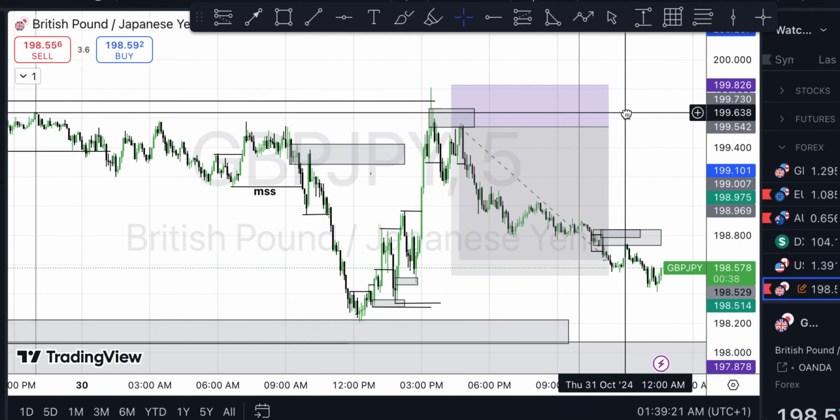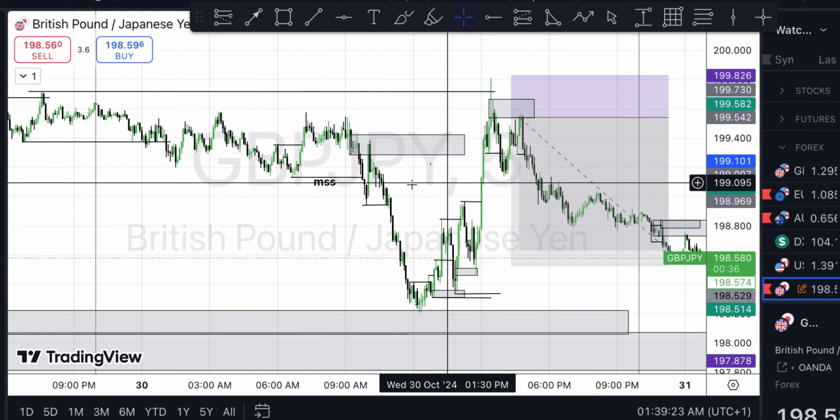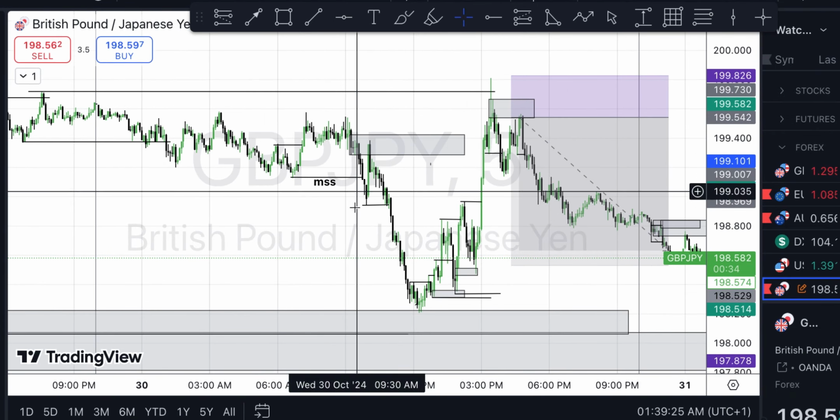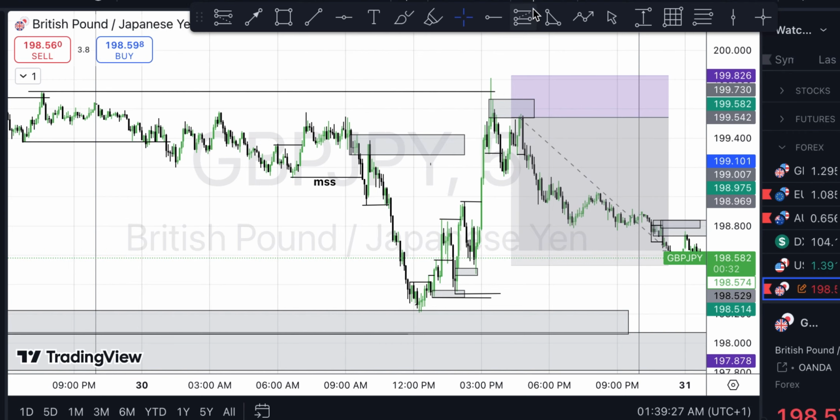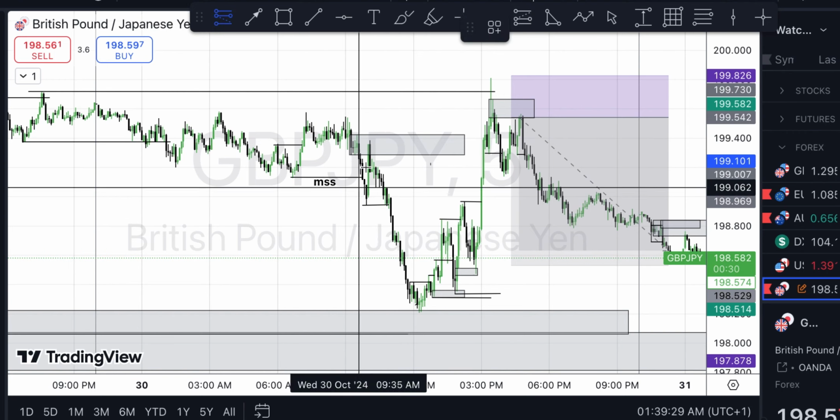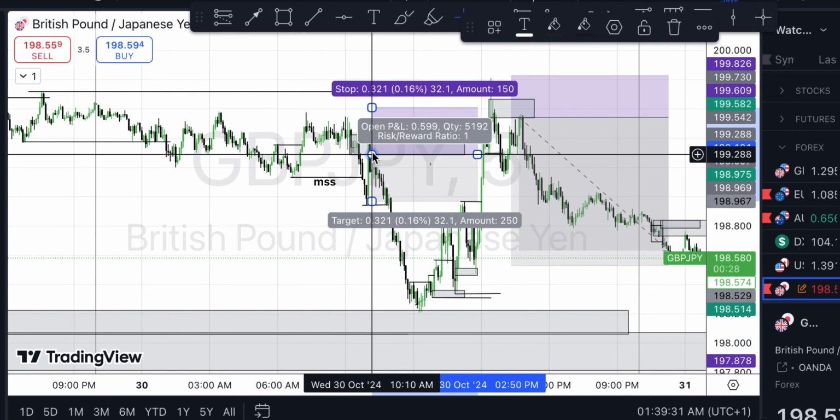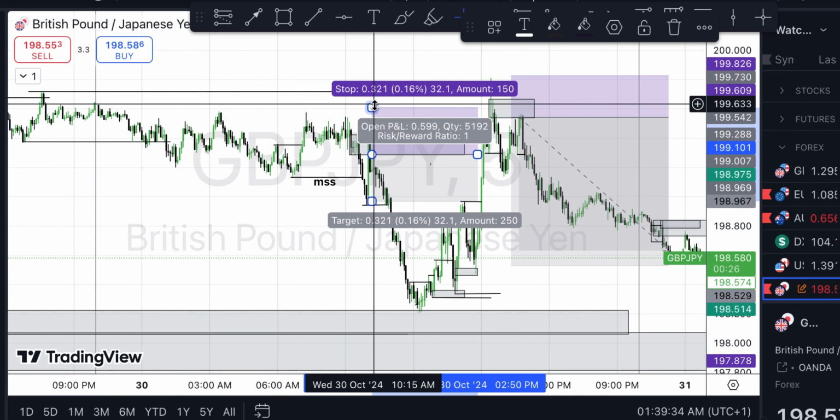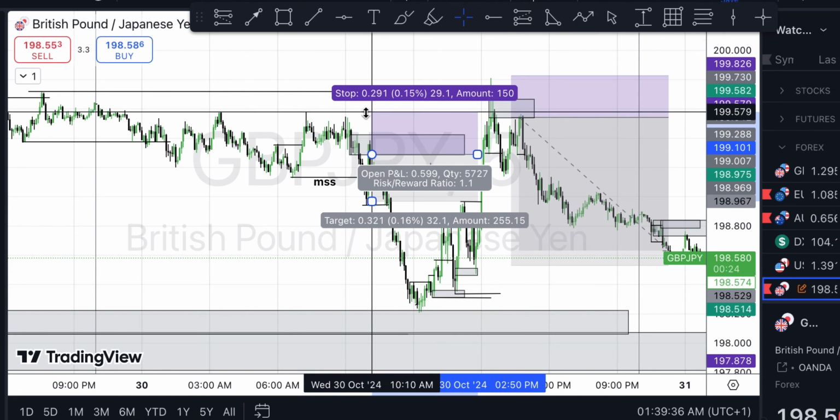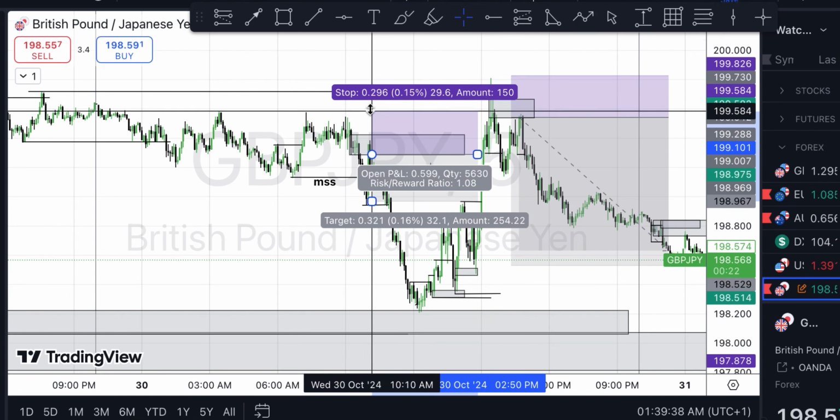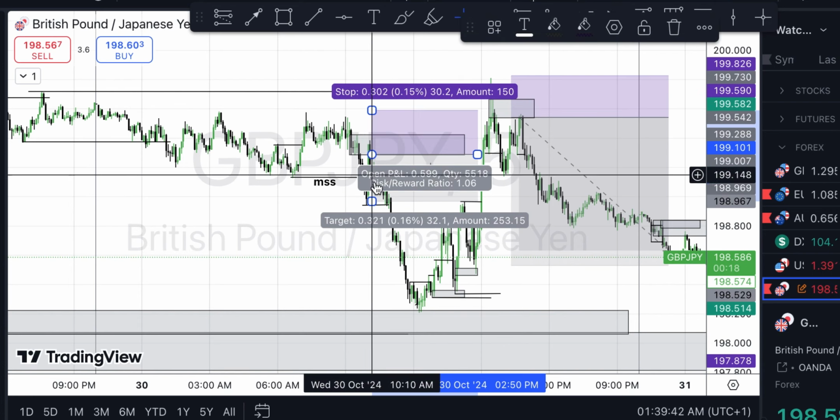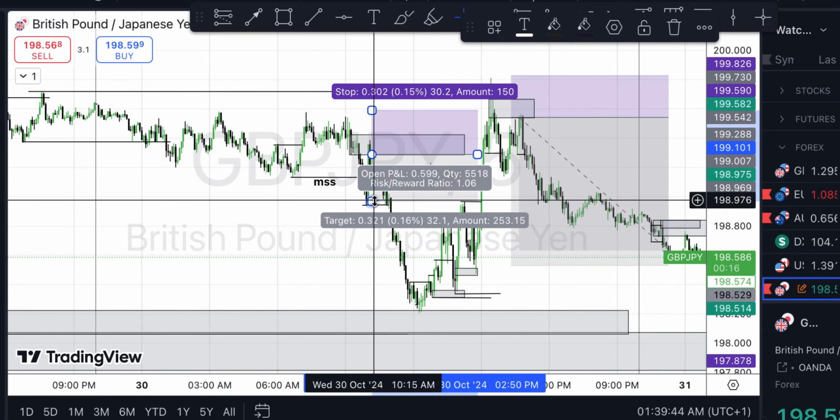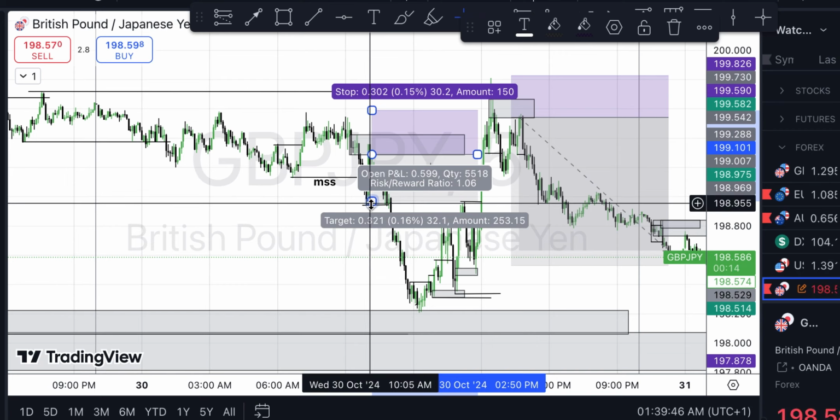So let me take out this Fibonacci so my chart will be clean, because I always like my chart to be as clean as possible. I don't want to complicate things. So what I want to do is that once price retraces back to this zone, I'll bring up my short position. Then I'll set my stop loss above this high, this protected high. I don't want to get stopped out from this market.